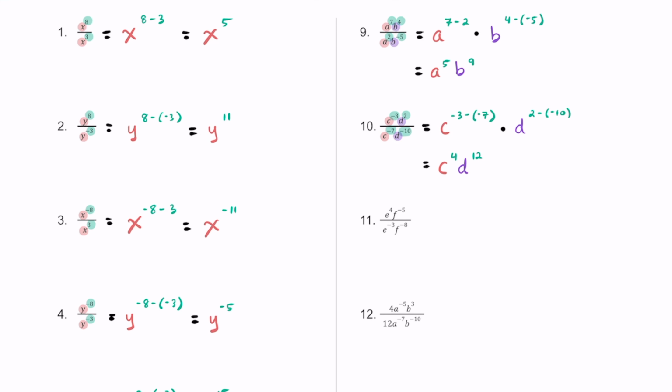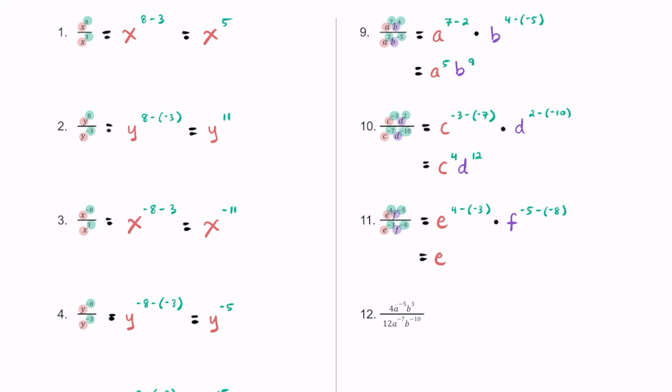For number 11, we have these common bases of e where we can use the quotient rule. And then we have these common bases of f where we can use the quotient rule once more. Starting off with that common base of e, let's go ahead and write e, and then we can go ahead and subtract the exponents of 4 and negative 3 here. So I'm going to write that as 4 minus negative 3. Okay, and then we're going to multiply this by our other base, which is going to be f. This is going to be f raised to the what? Well, we're going to take that negative 5 and take away negative 8. So it's going to be negative 5 minus this negative 8, and that's going to be that same part that is equivalent.